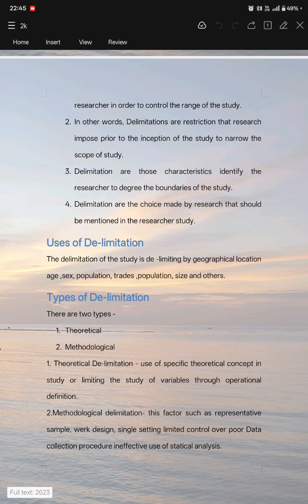Uses of delimitation, types of delimitation. There are two types of delimitation: theoretical delimitation and methodological delimitation. You can see from here.